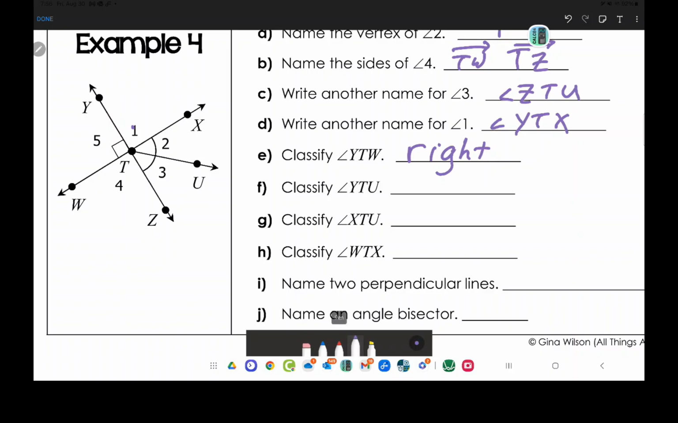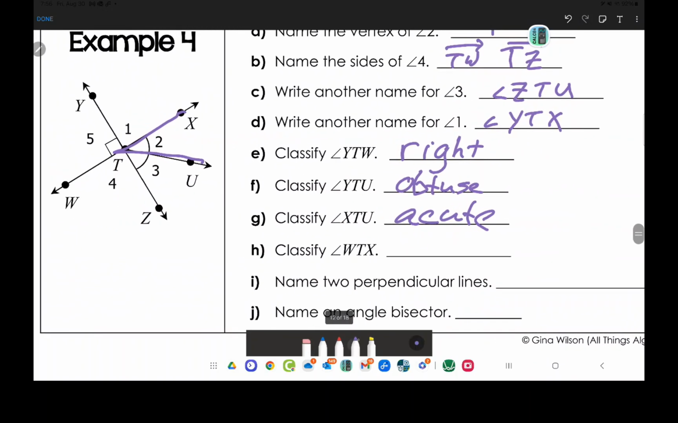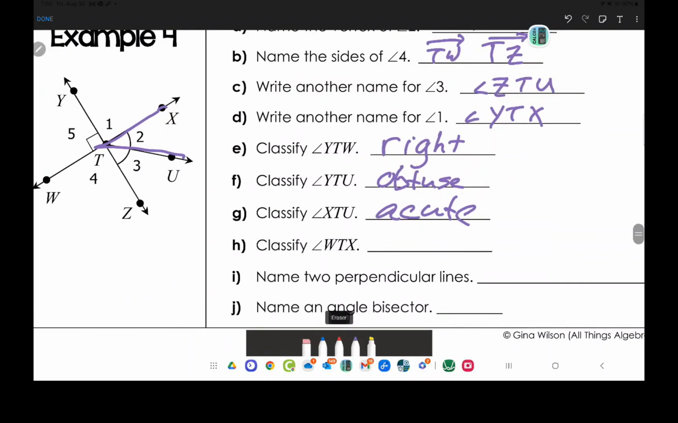Okay. So YTU, we start at YT and go to U. So YTU is what? Obtuse. And then we have XTU, acute. Now, being that we used all three other letters, probably going to be straight. WTX, so yeah, WTX is straight.